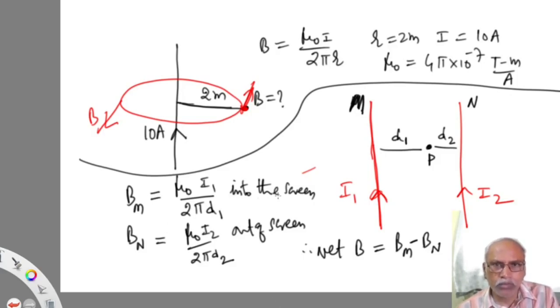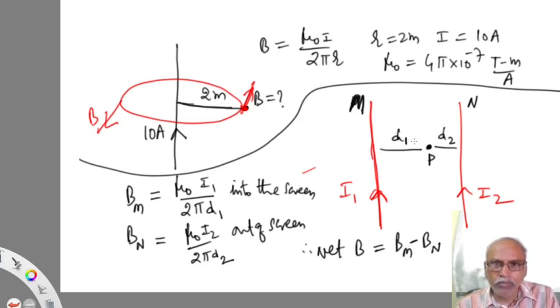Then there are some questions we did. Suppose the current is going in the same direction in both conductors. There are two parallel conductors M and N, and I1 and I2 are the currents passing through the conductors. We have taken one point P between the two conductors. That point P is at a distance d1 from M and d2 from conductor N. What is the net magnetic field at P?